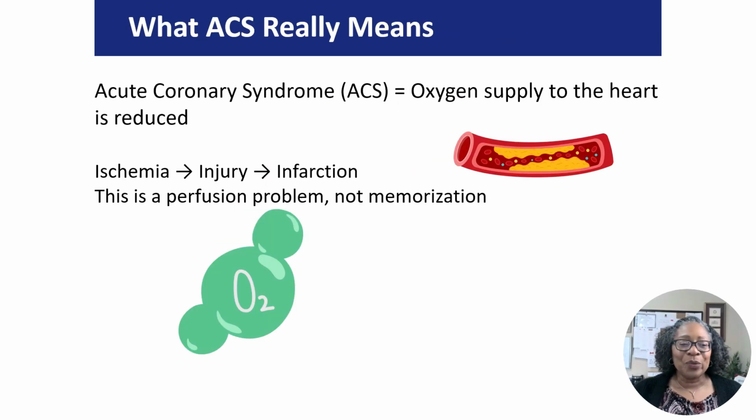Okay, all righty. So what does it mean? Acute coronary syndrome actually means that the heart muscle is not getting enough oxygen. And that's it. It's an oxygen delivery problem. It's not a rhythm strip memorization problem. It's not a terminology problem. It is a perfusion problem.